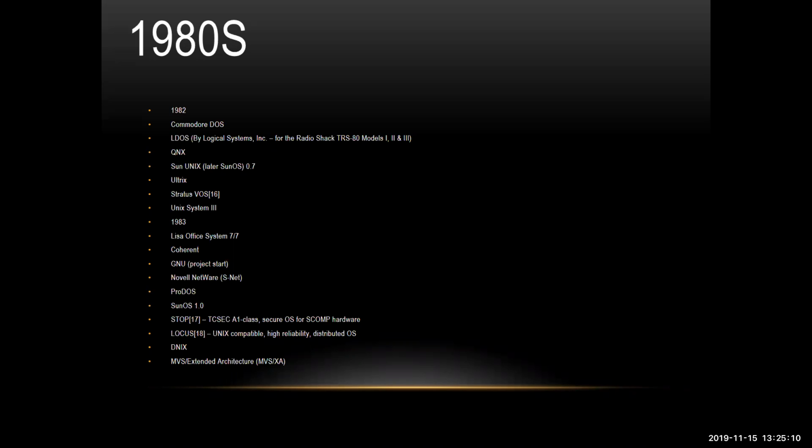It is a Unix branded operating system developed by Sun Microsystems for their workstation and server computer system. We also had Ultrix. It is the brand name of Digital Equipment Corporation. Then we had Stratus VOS. It is a proprietary operating system running on Stratus Technologies fault-tolerant computer system.